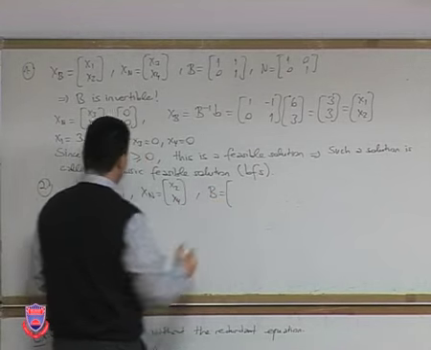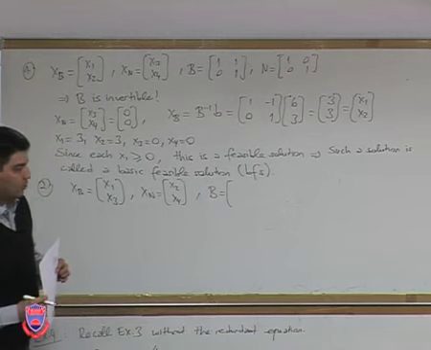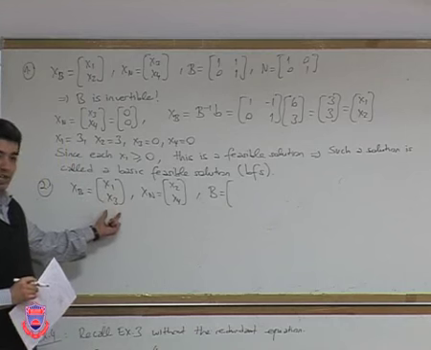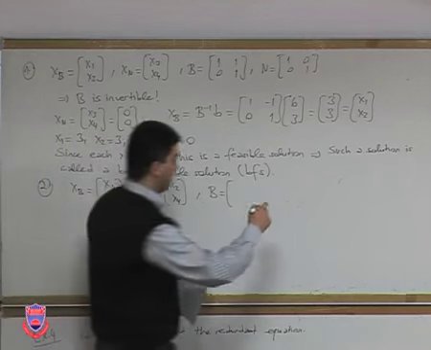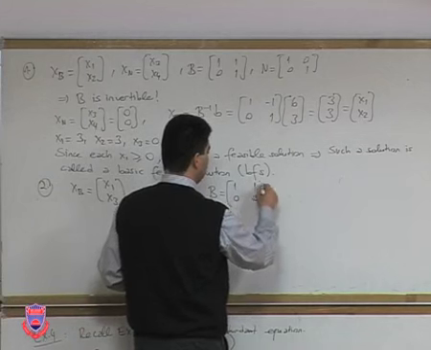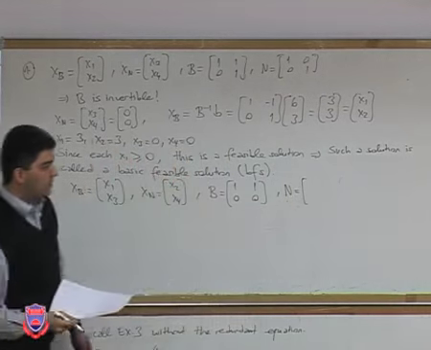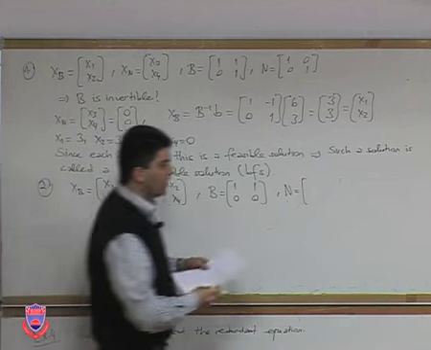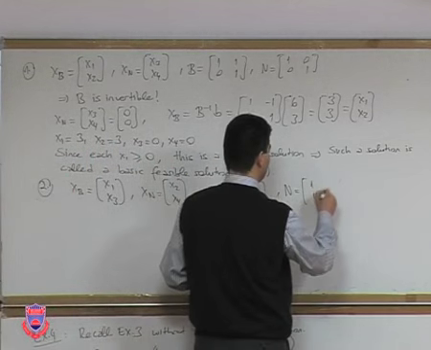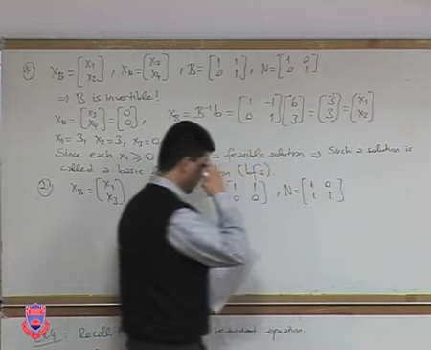What is my matrix B? It's going to be given by the first and the third columns of A. So I'm going to have 1, 0, and 1, 0 again. What about N? It's going to be the second and fourth columns, so N is given by 1, 1, and 0, 1.